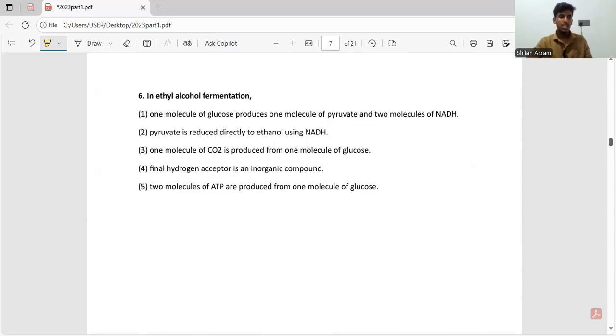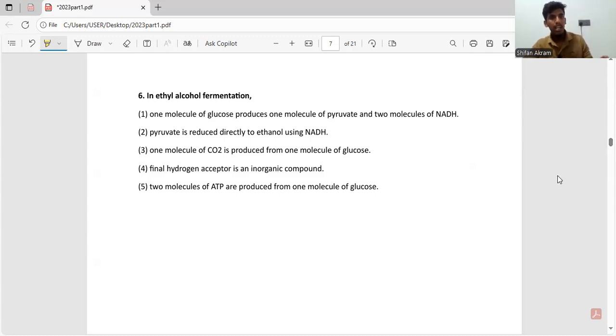Now let's go to the sixth question. It's about ethyl alcohol fermentation. We know ethyl alcohol fermentation is anaerobic respiration, right? The first statement says one molecule of glucose produces one molecule of pyruvate and two molecules of NADH. Now we know glucose is a 6-carbon molecule. When glucose is broken down, it breaks down to two pyruvate molecules. We know pyruvate is 3-carbon. So glucose breaks down to two pyruvates and two molecules of NADH. So the first statement is wrong.